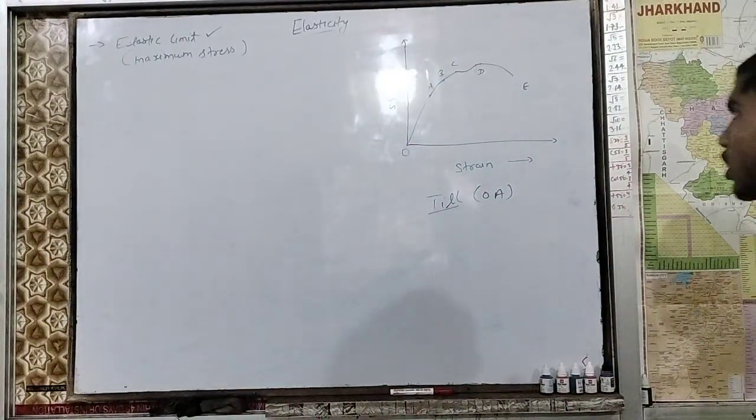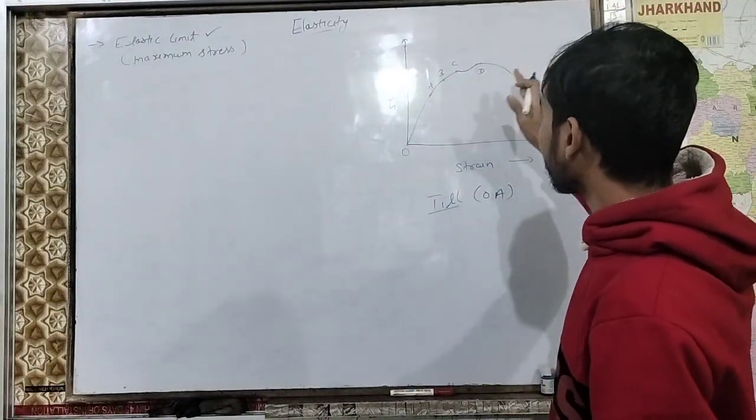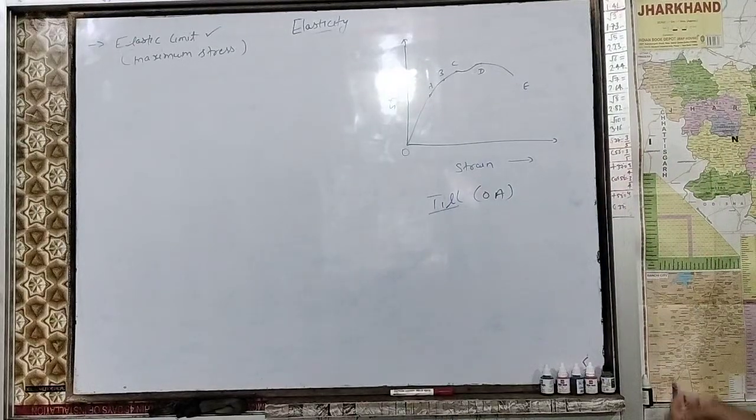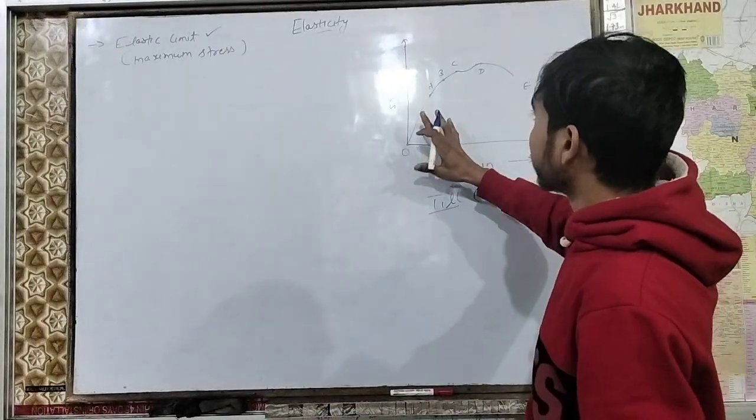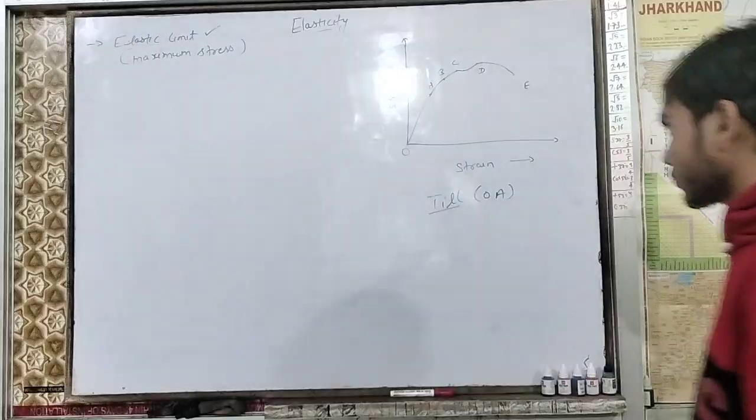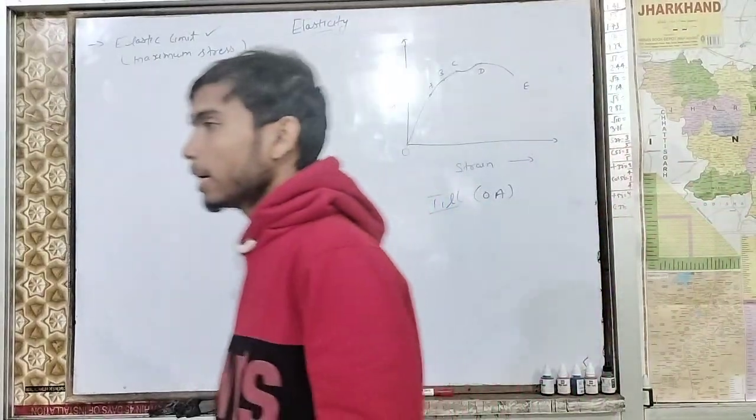But after this A, you are not going to get the same directly proportional relation. This is not happening. It means after A, it is not following Hooke's law.